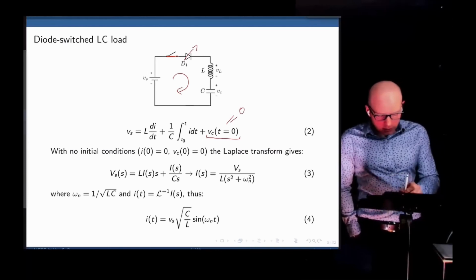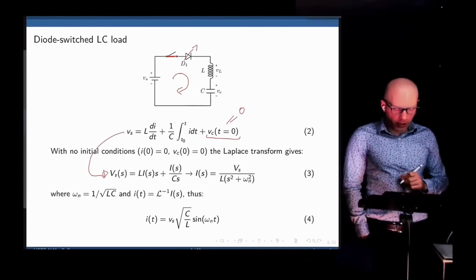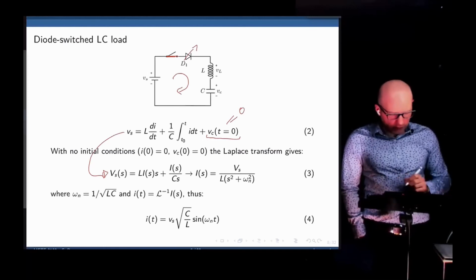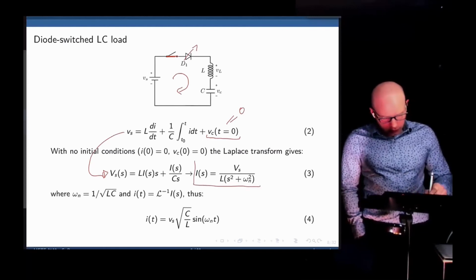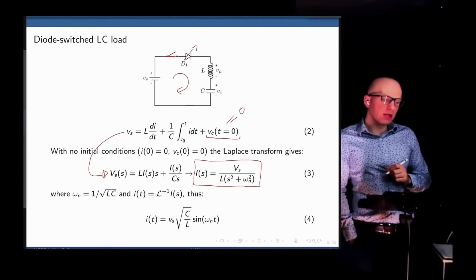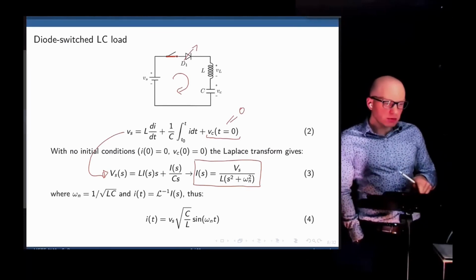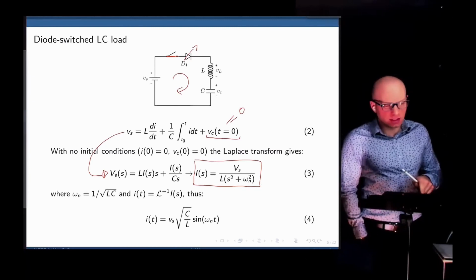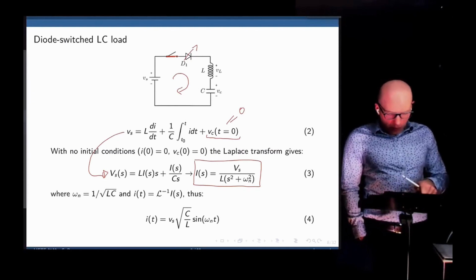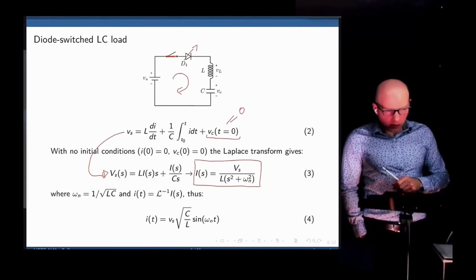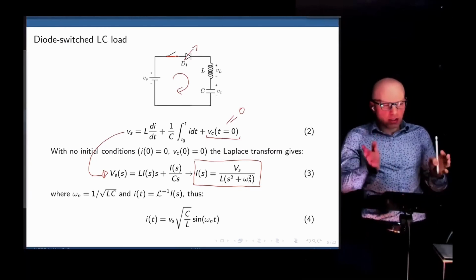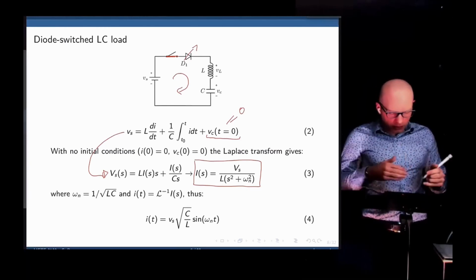We can take the Laplace transform of that expression and solve for I of s. And we see here that this gives a second order transfer function. And this is clearly the Laplace transform of something that resembles a sine waveform. Omega here is 1 over LC. This is a simple modeling from control systems, so I'm going to skip all the steps.